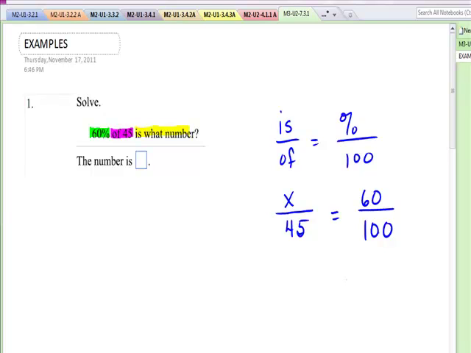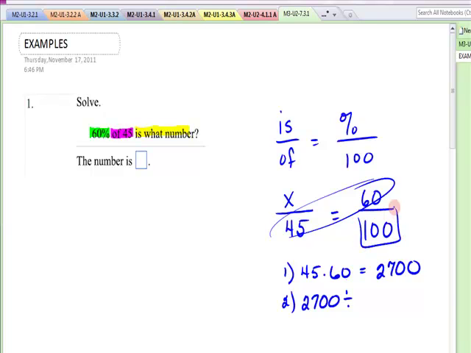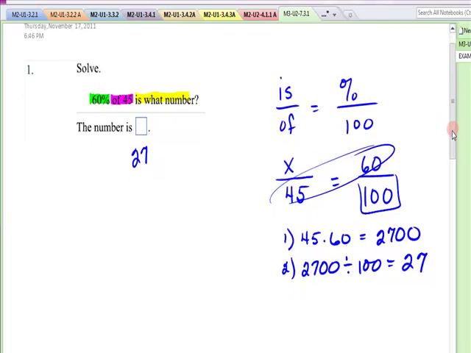All right, so now I'm going to solve this with my two-step method. I'm going to take 45 times 60, which gives me 2,700, and then I'm going to take 2,700 and divide it by, now that was my cross product, I'm dividing by 100, which gives me 27. So 60% of 45 is 27. 60%, a little more than half of 45, is 27. That makes sense. Okay, let's look at another one.